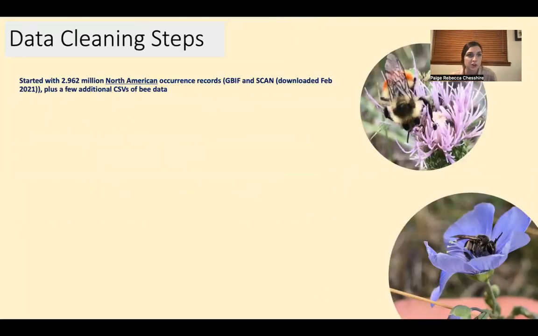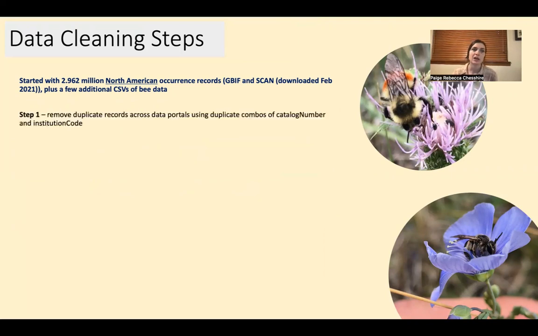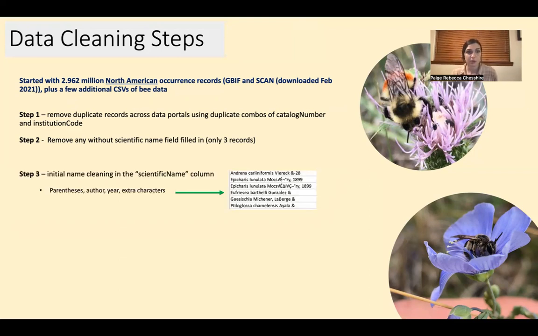So for our project, we started with 2.962 million North American occurrence records that came from GBIF and SCAN, as well as a few additional CSVs of bee data. Steps 1 and 2, we just removed duplicate records across data portals using duplicate combos of catalog number and institution code. And then also we did remove a few records that were completely lacking scientific name. But that was really only 3 records because most records had something in the scientific name field. Step 3 was just a very initial name cleaning where we eliminated parentheses, author, year, extra characters to try and get a more concise list.